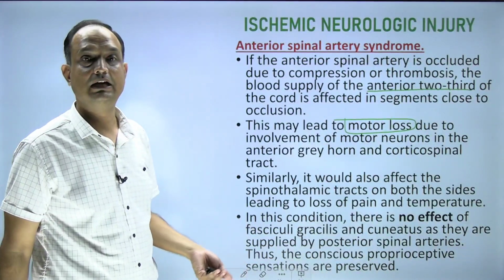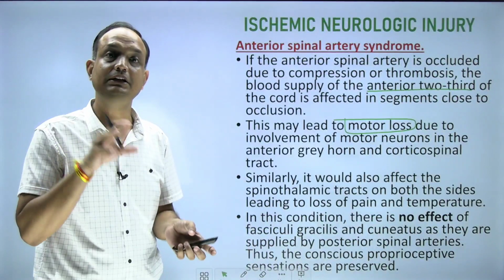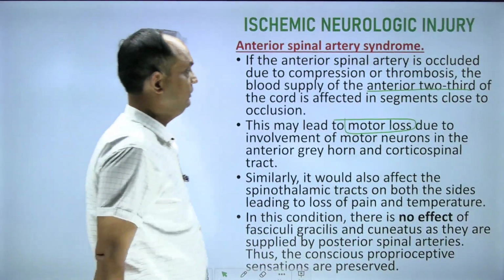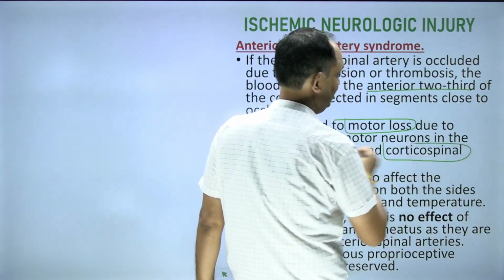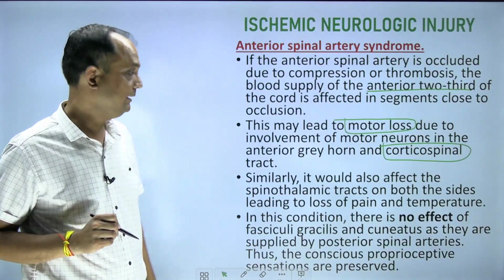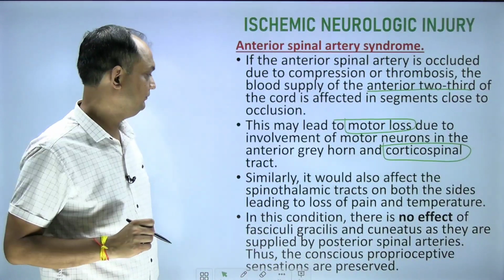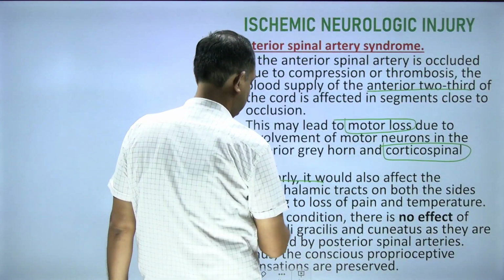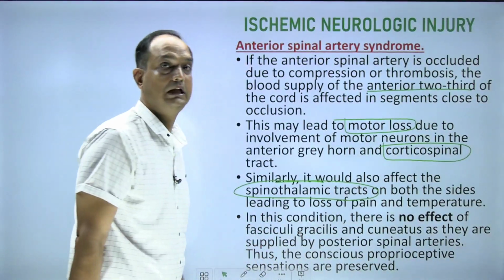Along with that, you know that it is supplying the anterior and lateral columns of white matter, where you have the descending tracts like the corticospinal. So the blood supply to the corticospinal fibers will also be hampered. Similarly, it will also affect pain and temperature because ischemia occurs to the fibers of the spinothalamic tract.